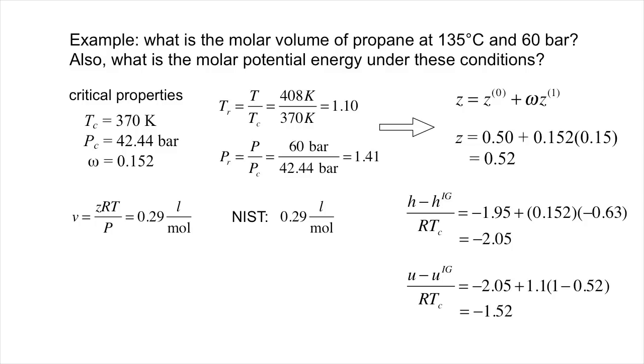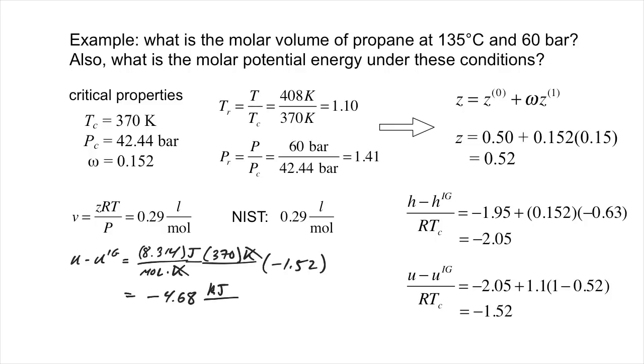Re-expressing this as an internal energy departure function using the formula I showed you earlier, we obtain a scaled potential energy of minus 1.52. Finally, redimensionalizing this by multiplying by RTc, we obtain a potential energy of minus 4.68 kilojoules per mole, a stronger interaction than predicted by the van der Waals equation, and quite close to the value calculated from data in the NIST database for 60 bar versus 0 bar at 135 degrees C.